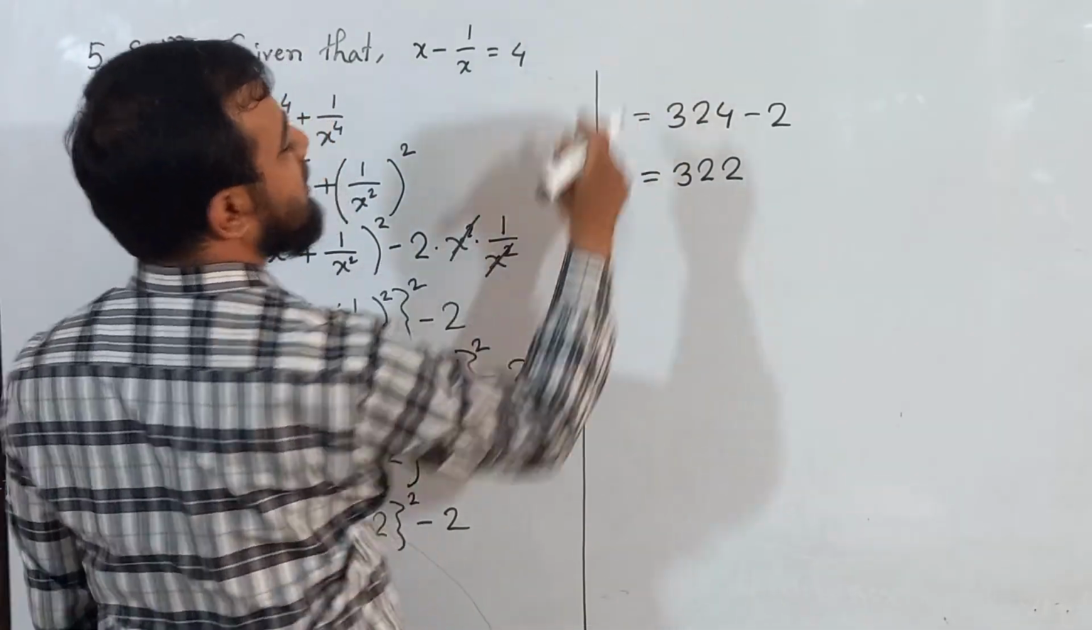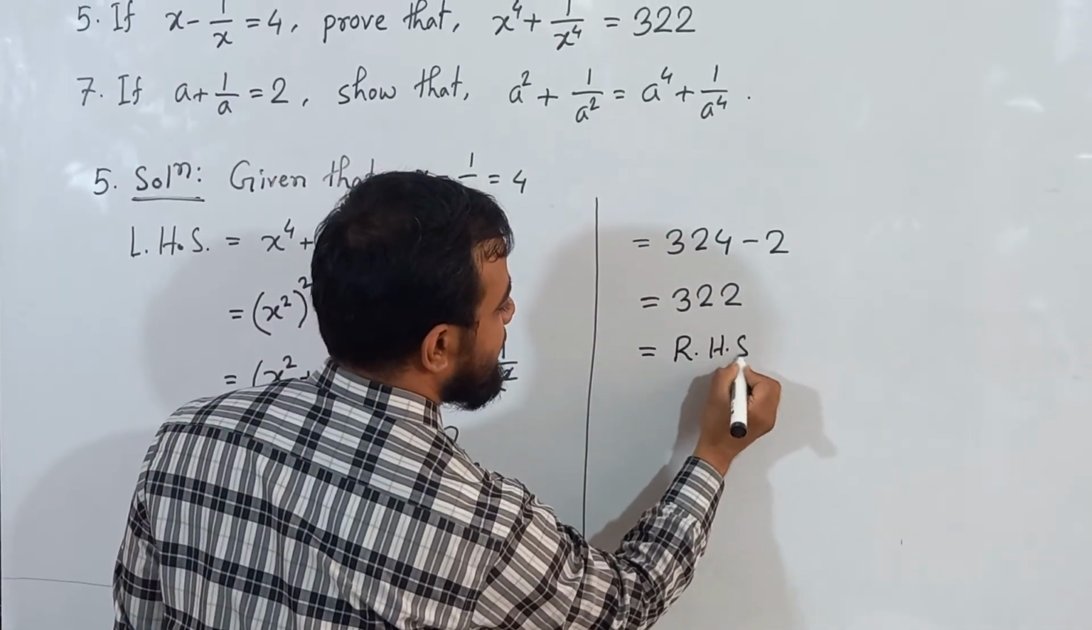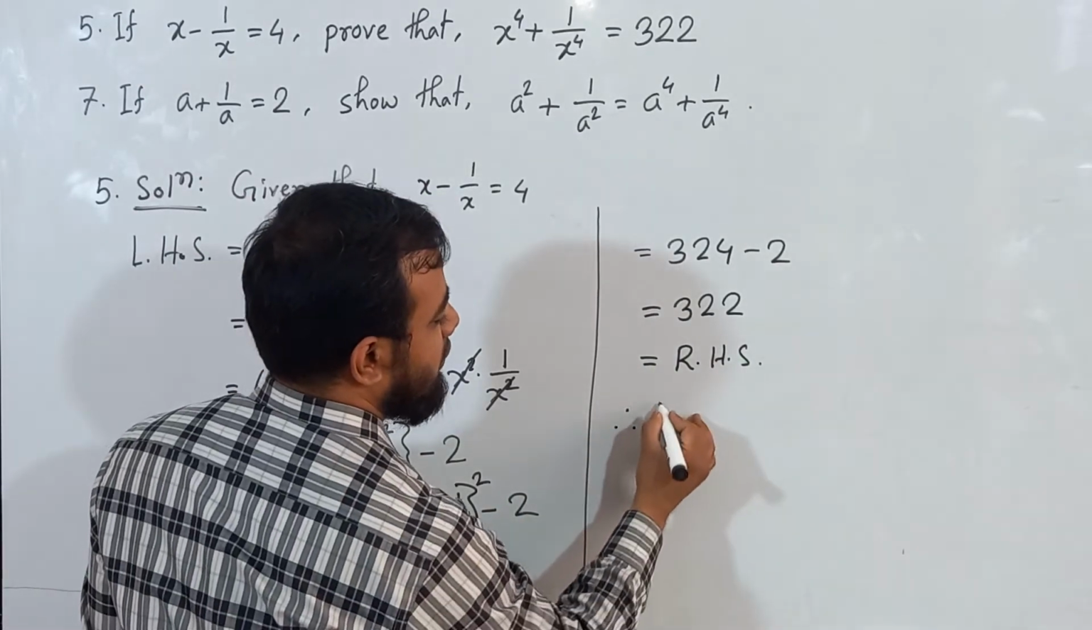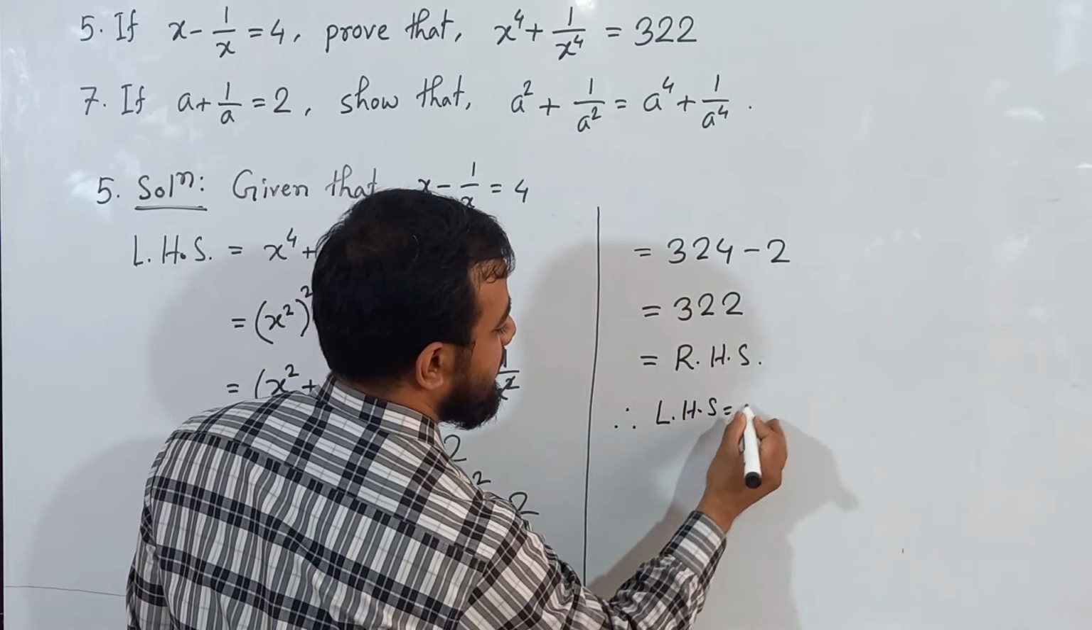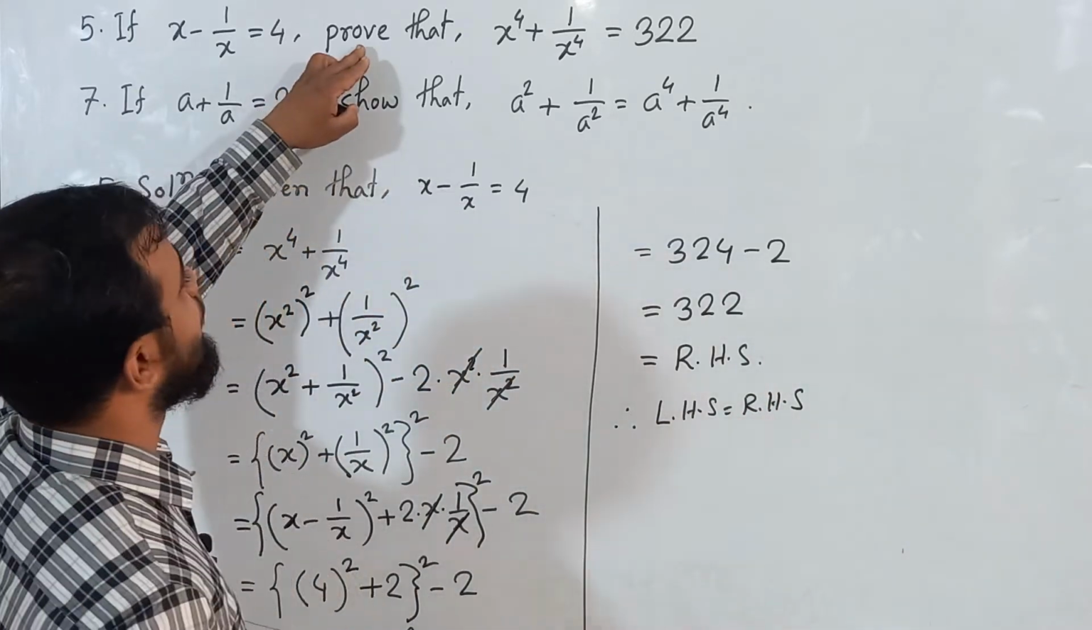Look, 322 is our right hand side. So you can write down that's equal to RHS, meaning right hand side. After that you can write down therefore left hand side is equal to right hand side. And you must write down what is proved.